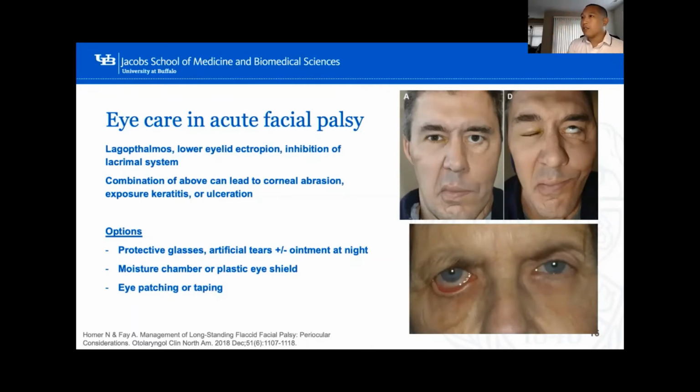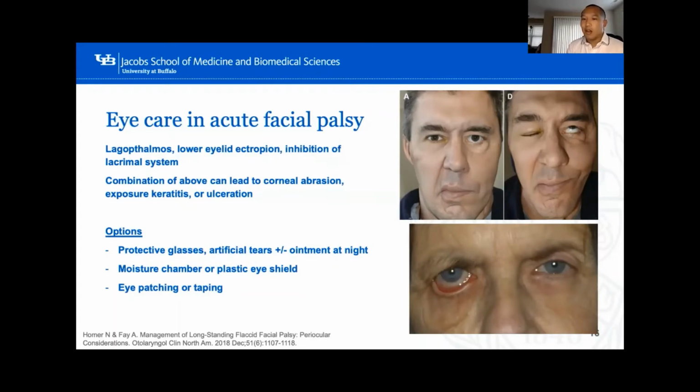The other issues that you could have is lower eyelid ectropion, which is this drooping of the lower eyelid, as well as inhibition of the lacrimal system. The lacrimal gland is innervated by cranial nerve 7, so that can be disrupted in situations of facial palsy. And then all of this combined leads to damage to your cornea and the eyeball. So you want to make sure that these patients are protecting their eye because they can go blind from having poor protection.